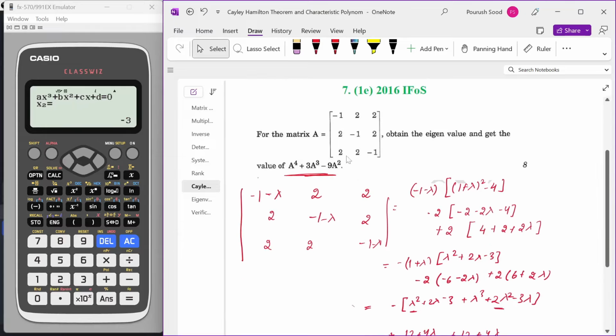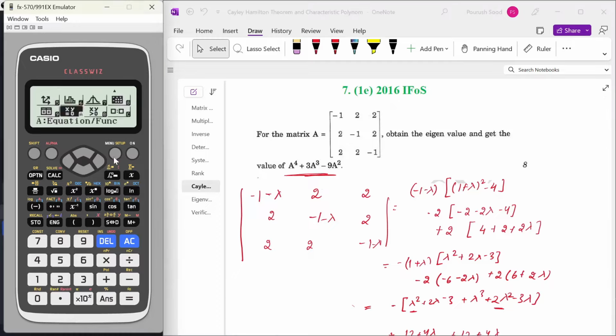Now we need to calculate the value of A power 4 plus 3A cube minus 9A squared. Now in the exam, you will use the Cayley-Hamilton theorem only to calculate this. I'm not going into the details of how you would solve this, but for verification using the calculator, you can use this. So for example, menu, matrix mode, define matrix, matrix A, rows 3, columns 3, minus 1, 2, 2, 2, minus 1, 2, 2, 2, minus 1. Now we need to verify the value of this.